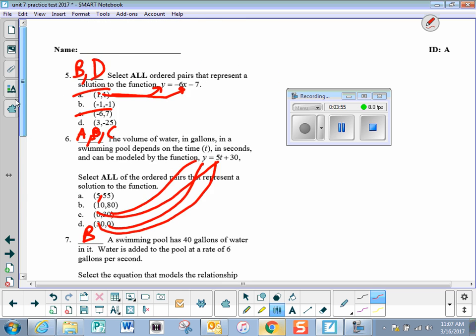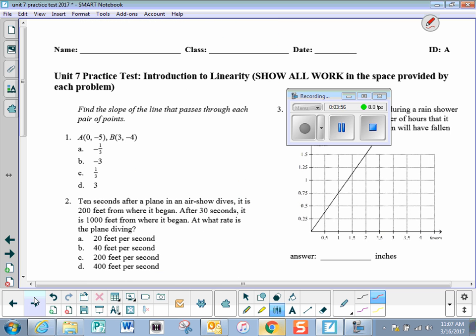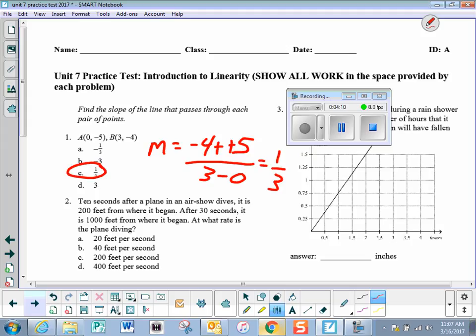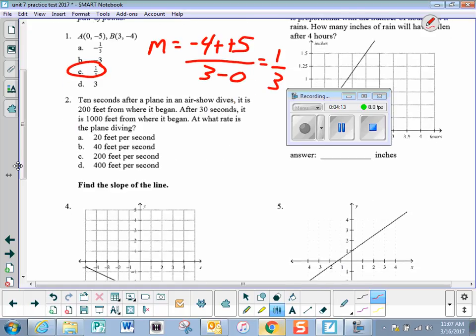Number 9. Well, actually, we're just going on the next page. How do I find the slope of a line given 2 points? I use the formula. -4 minus -5 over 3 minus 0. Plus a positive, I get 1/3. C.